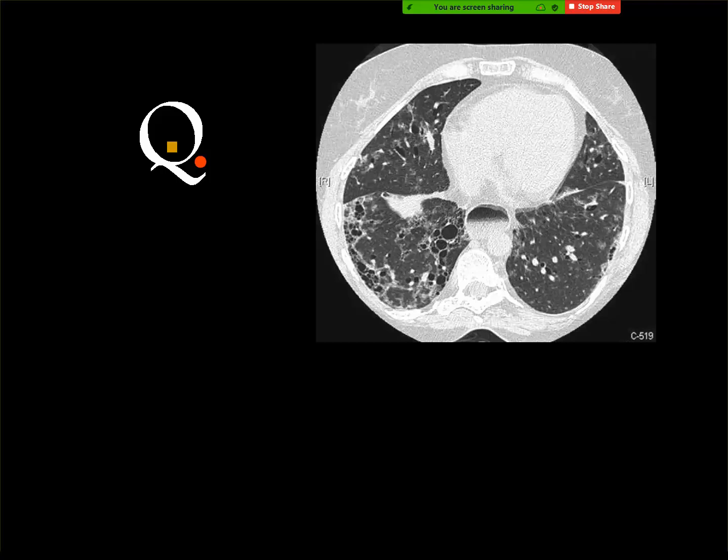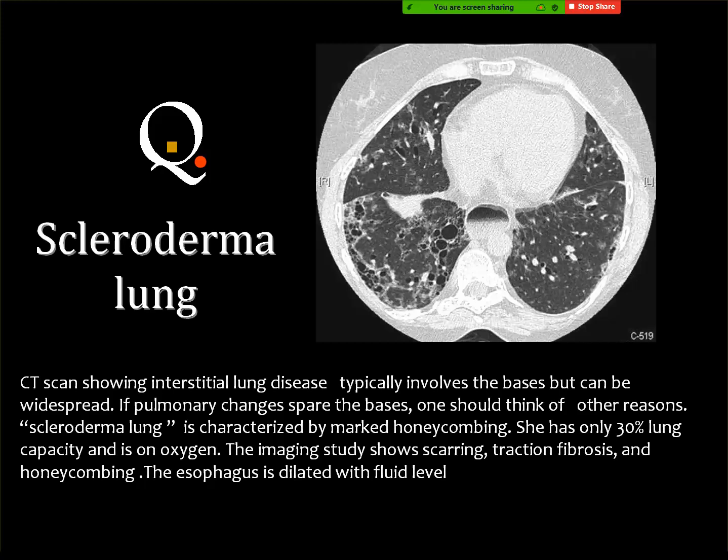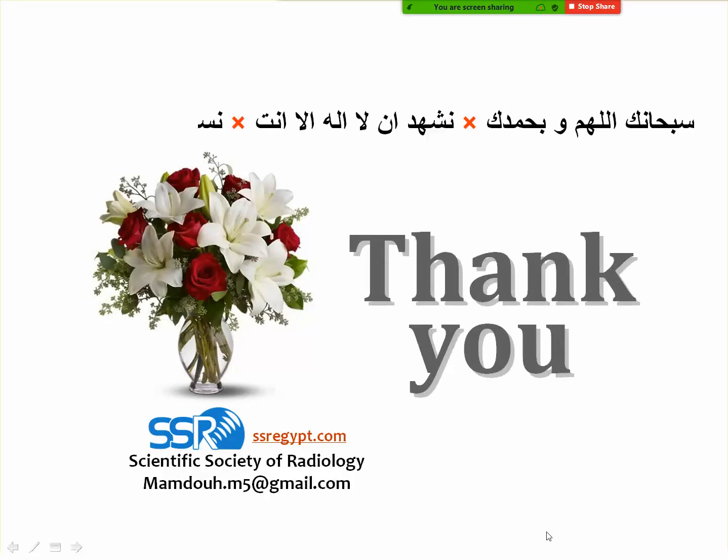Ground glass. Scleroderma. Very good. And this is the scleroderma lung. The changes in the lung are those of interstitial lung fibrosis, but the dilatation of the esophagus with or without air fluid level is diagnostic of scleroderma. Very good. Thank you very much.